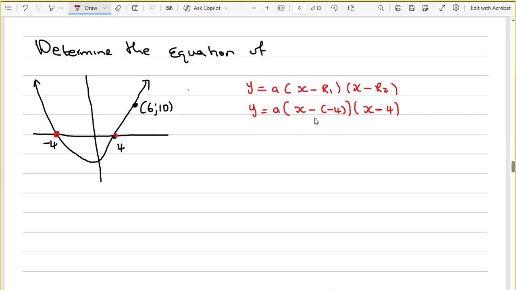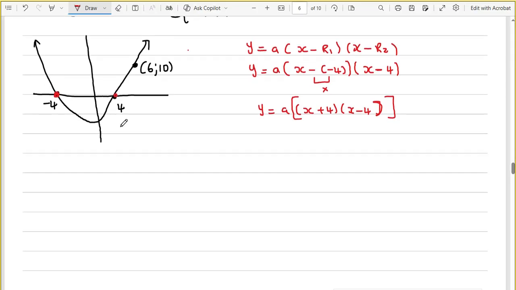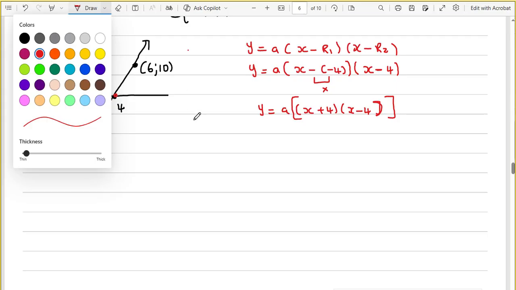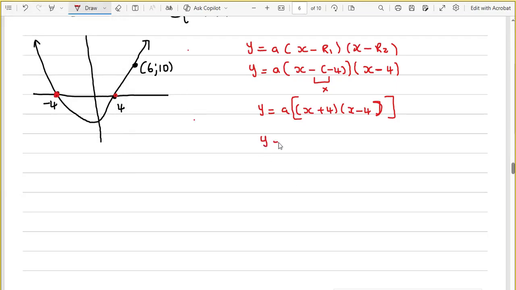So now you need to simplify the brackets. This will give us y equals a into (x plus 4), and the other bracket will be (x minus 4). Are you with me on that? Yes. Can you see where I put the big brackets? Yes. This tells you that a multiplies everything inside those big brackets. So you need to use the FOIL method to work out the big bracket. x times x, that's x squared. Then x times minus 4, that's minus 4x.